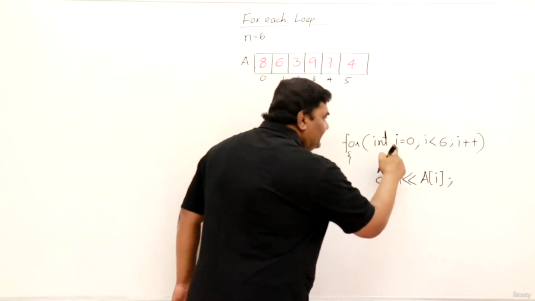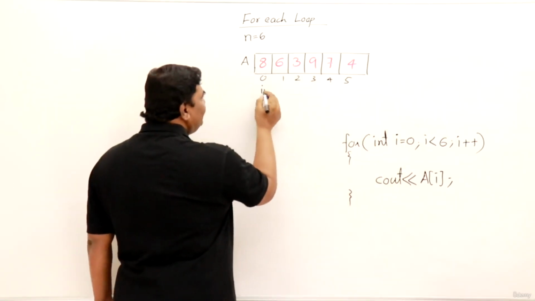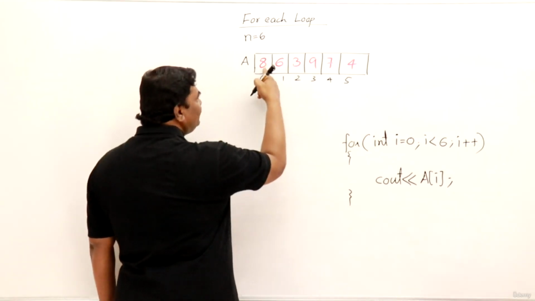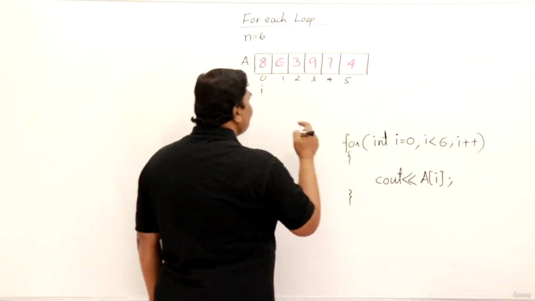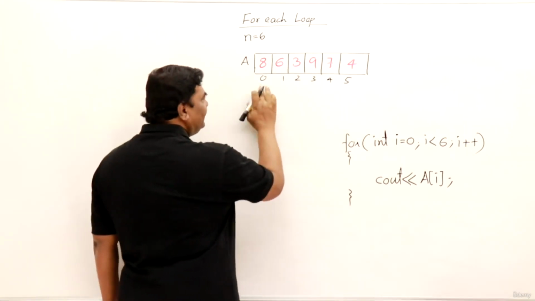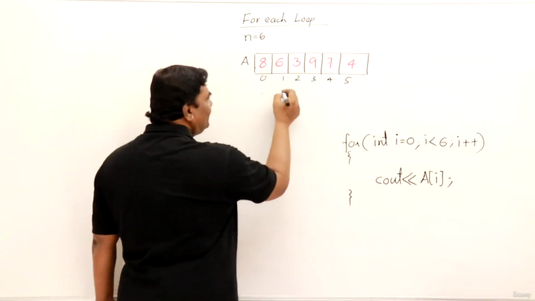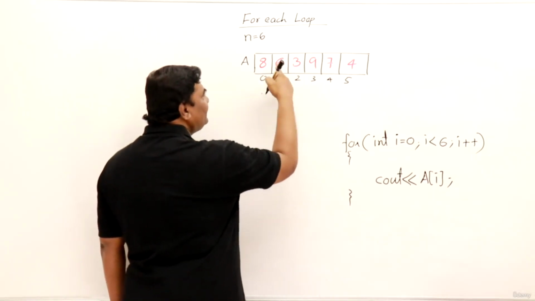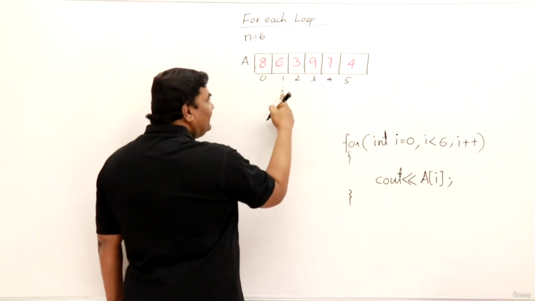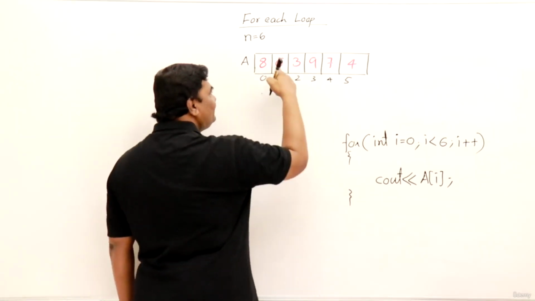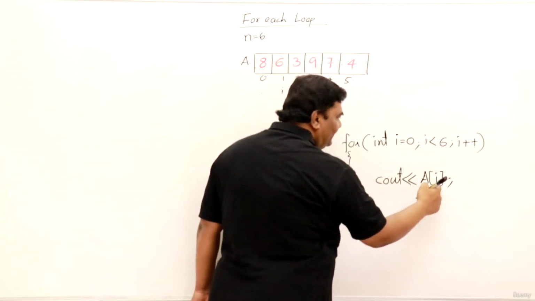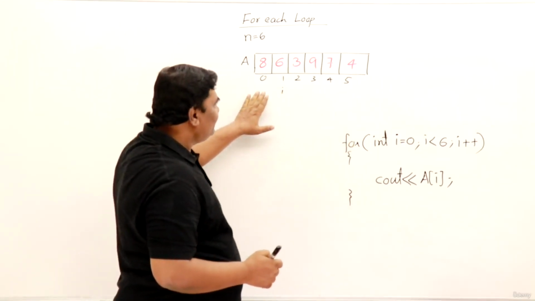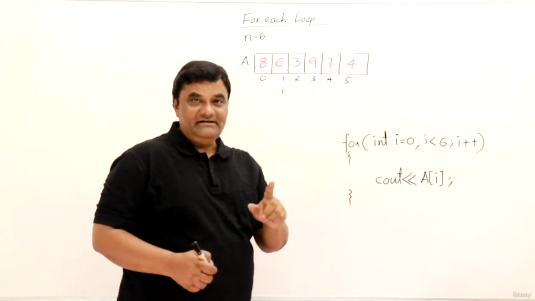So how does it work? Initially I is 0. A of 0, that is A of I, is 8. So first 8 is printed. Next, I plus plus, I becomes 1. Now A of I means A of 1. A of 1 is what? 6. So I is 1, A of I is 6, and 6 will be printed. So in this loop, I is taking the indices of the elements, right?